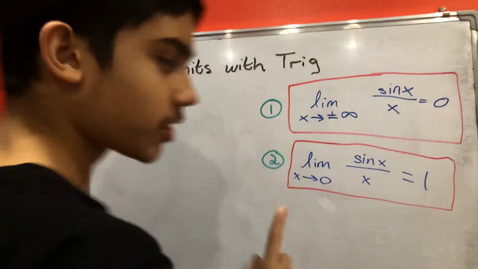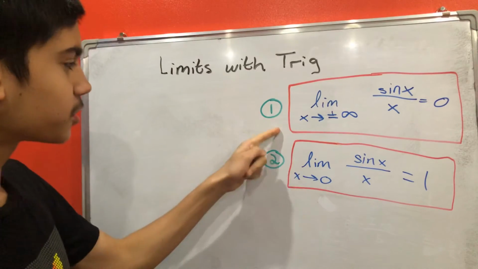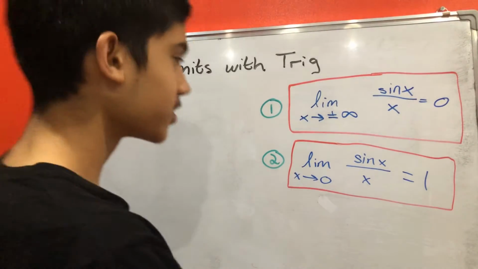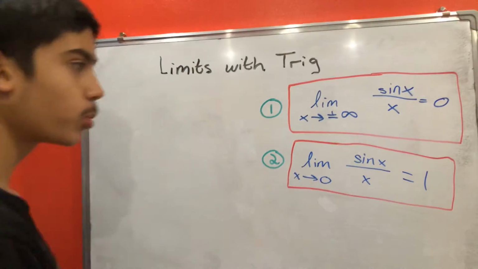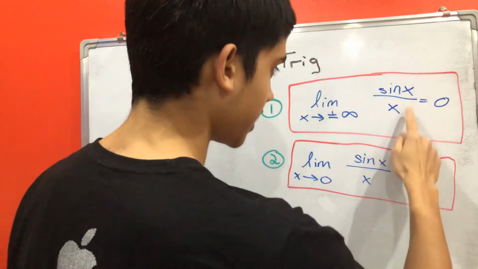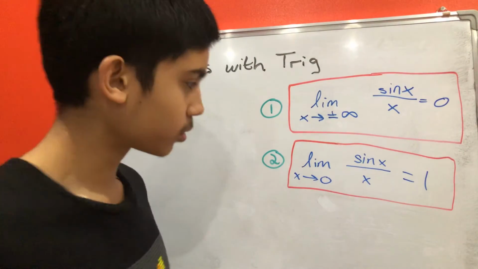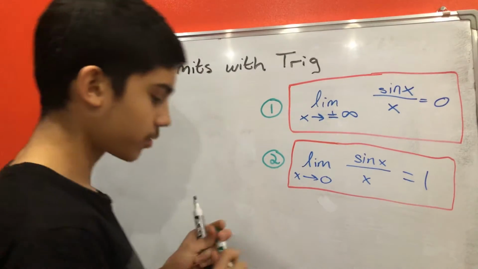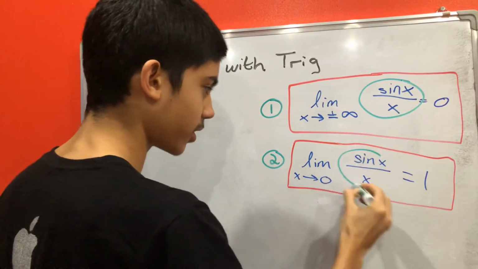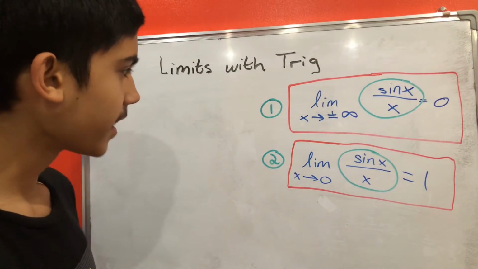So in trigonometry, we're going to have to use limits. There are just two properties that we have to know, and they're actually pretty easy to remember. This is how I remember them. The first one is that as x approaches infinity, sine x over x goes to 0, and as x approaches 0, sine x over x goes to 1. So one thing you have to know is that these are basically the same expression: sine x over x.